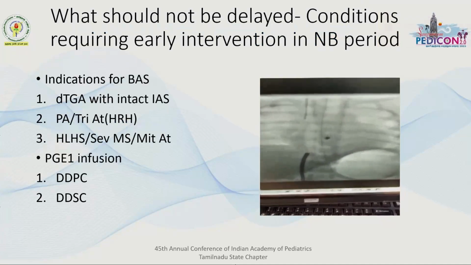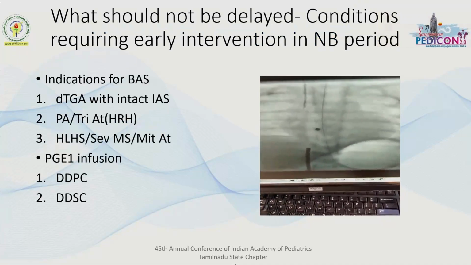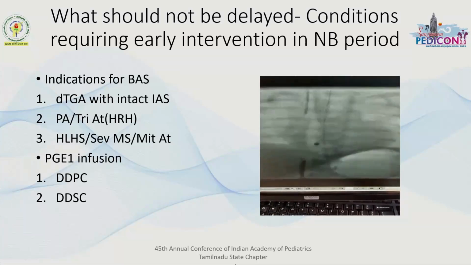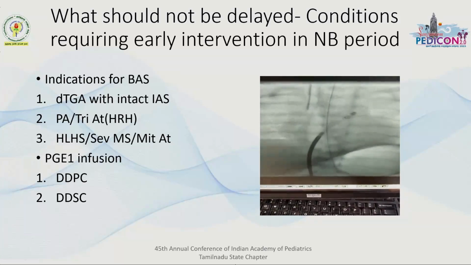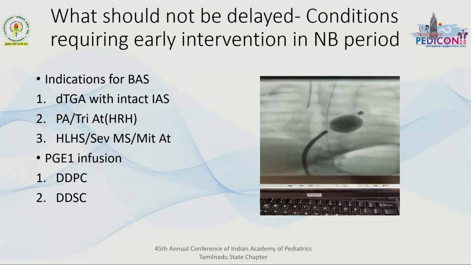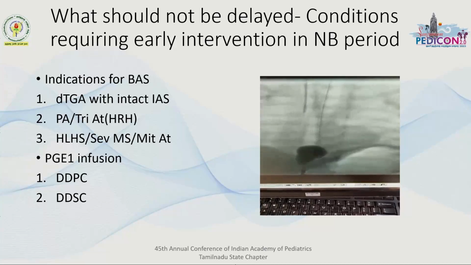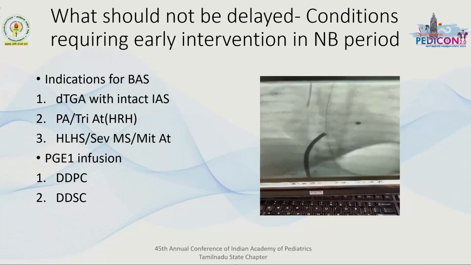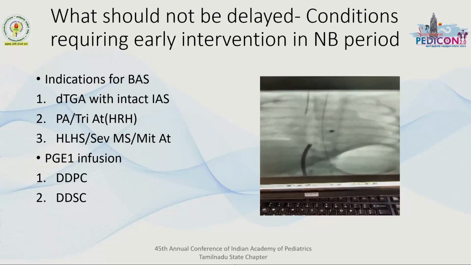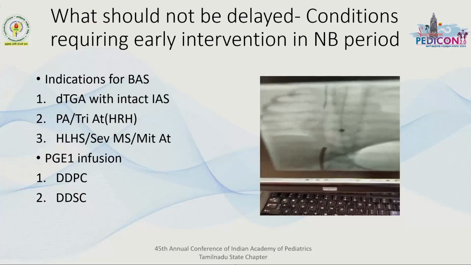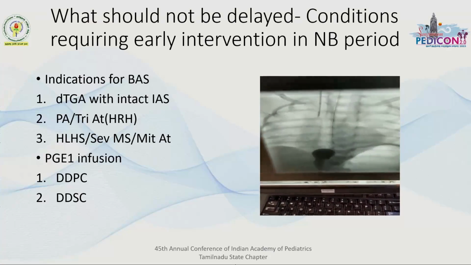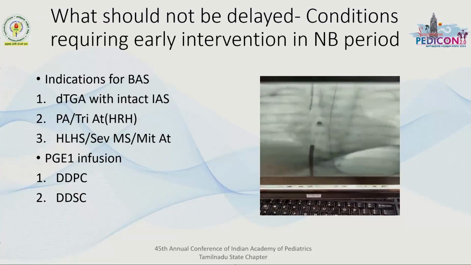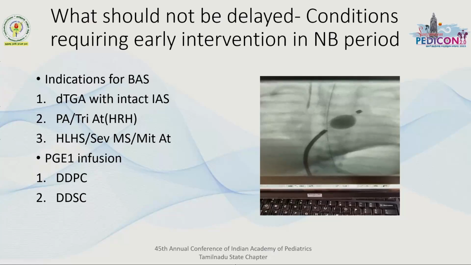This is one child who presented a couple of months ago. This is a D-transposition of great arteries. Usually balloon atrial septostomies are nowadays done at the bedside, but it is better to do them under fluoroscopic guidance. So in D-TGA with an intact interatrial septum, we do a balloon atrial septostomy for better mixing. Then we have pulmonary atresia, tricuspid atresia, and the hypoplastic left heart. Based on this, a prostaglandin infusion is started, and once we open up the duct, the child is taken up for these types of procedures.